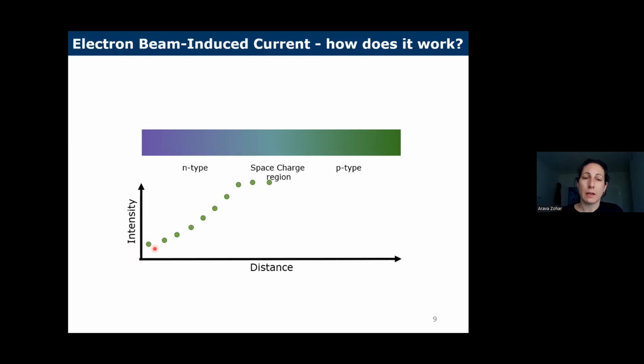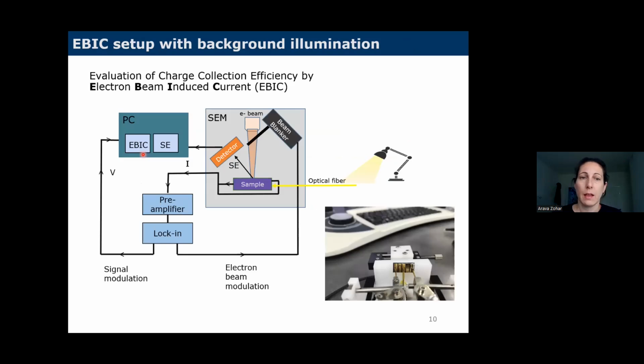As we get closer to the area where there is a built-in voltage, we should see more and more carriers being collected, and the intensity of the current increases until we get to the space charge region. There we expect a plateau, because every excitation should end up with a current collection. You can think about it symmetrically, or with a different slope for the p-type, because again the electron excited here should go all the way to the other electrode. So this is theoretically what I'm expecting.